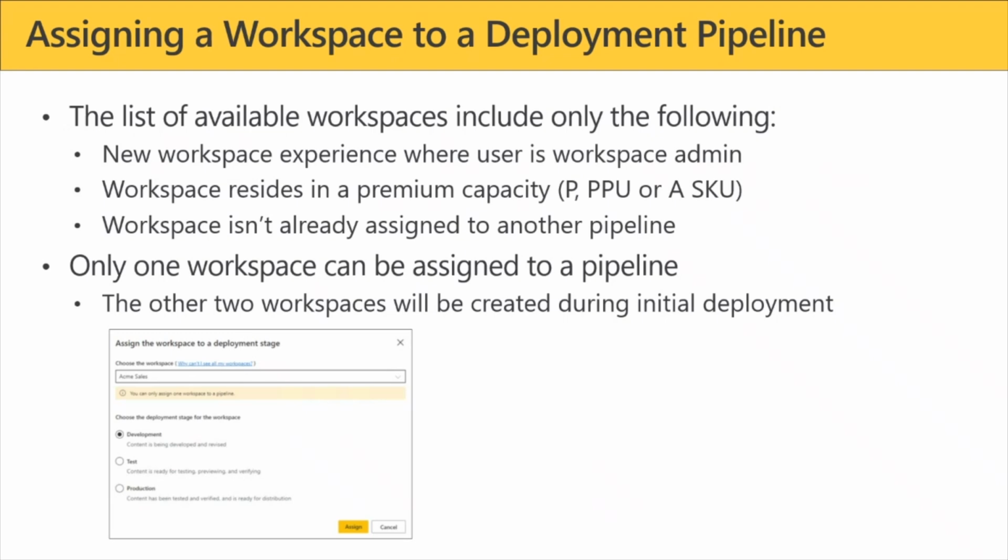Now, I showed you how to assign a workspace, and we saw this list of workspaces. Once again, only one workspace can be assigned to a pipeline. The common thing is to assign the dev and then do a deployment push and another deployment push to create the two others. It is also possible to assign to the production. Let's say you had a production workspace and didn't even use deployment pipelines. You could assign that as the production, and there is a way to deploy backwards, not in an ongoing fashion, but for the initial deploys.